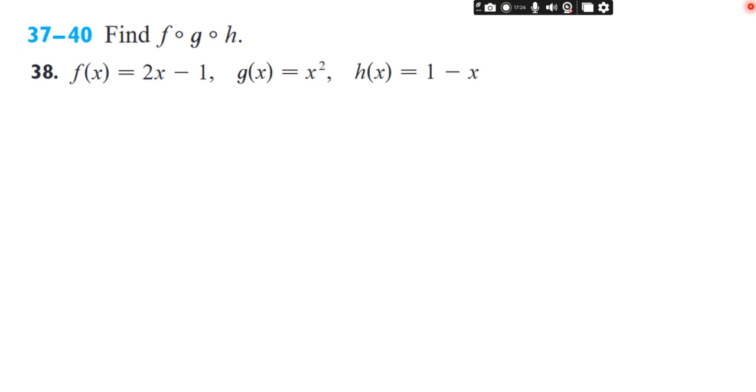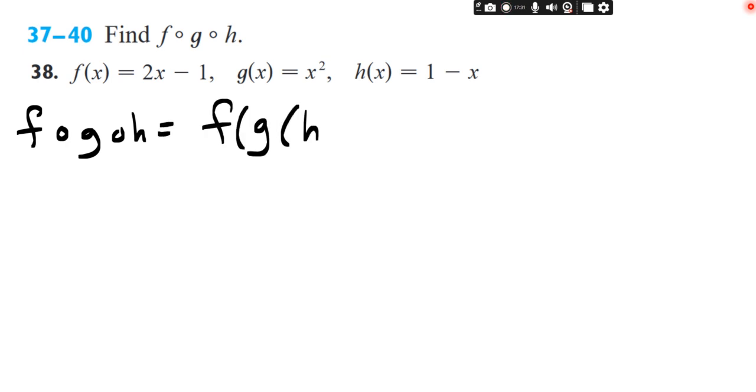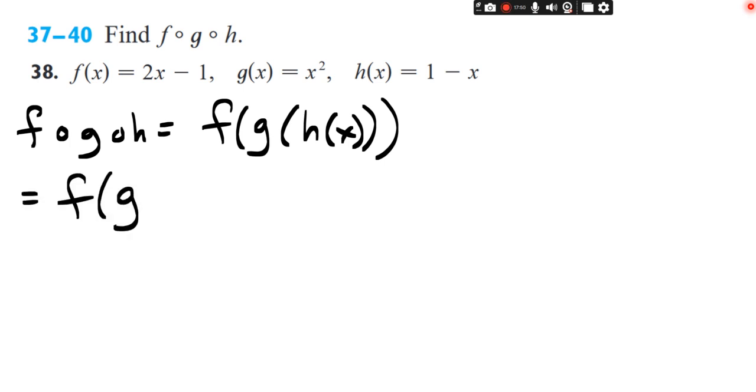All right, let's rewrite this so it's more of a notation here. So that turns into f of g of h. And almost like we're going to go from the inside to the outside. So h is 1 minus x. So f stays here, g stays here, but h, we're going to give the condition form of h.